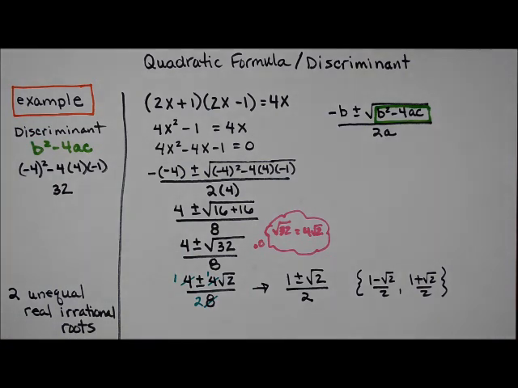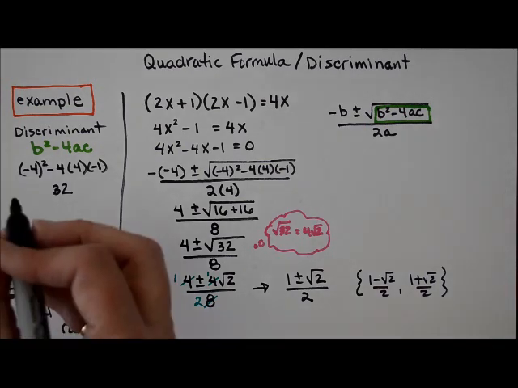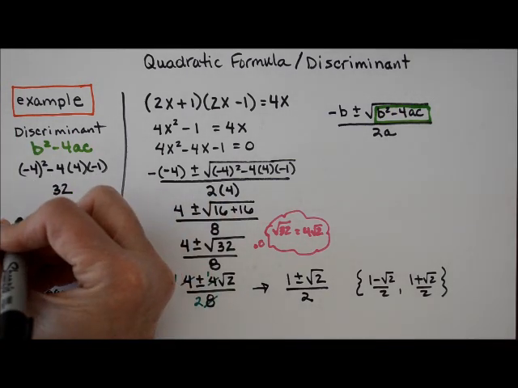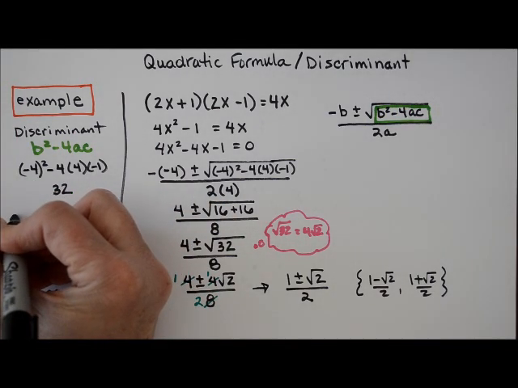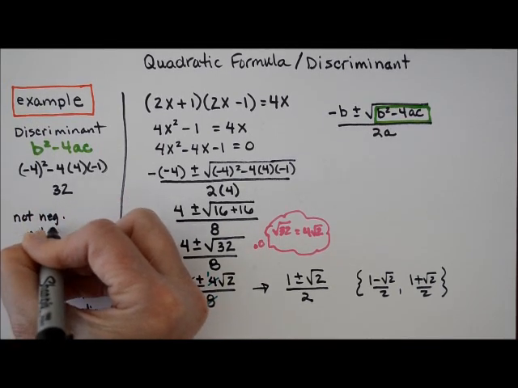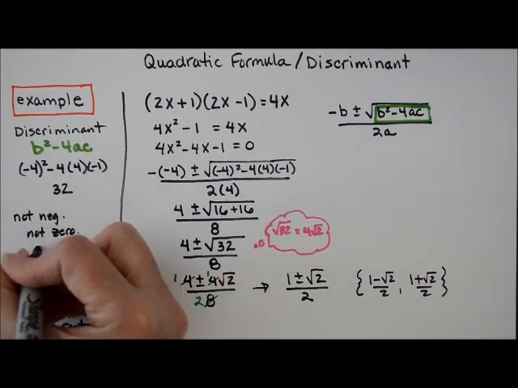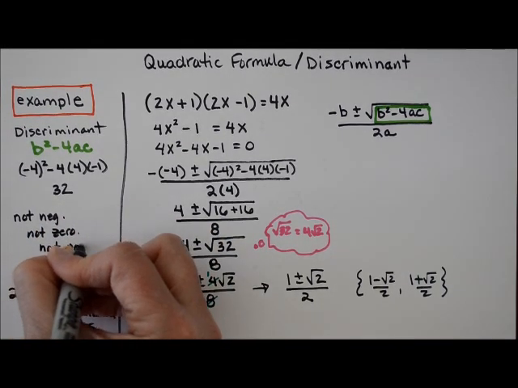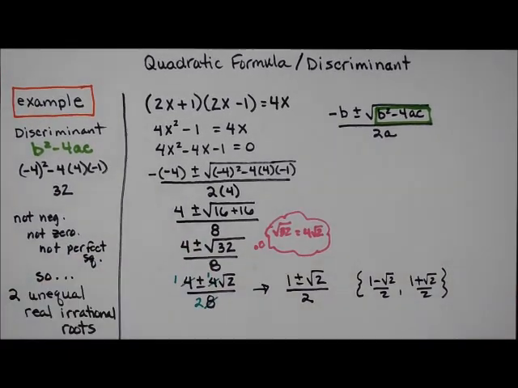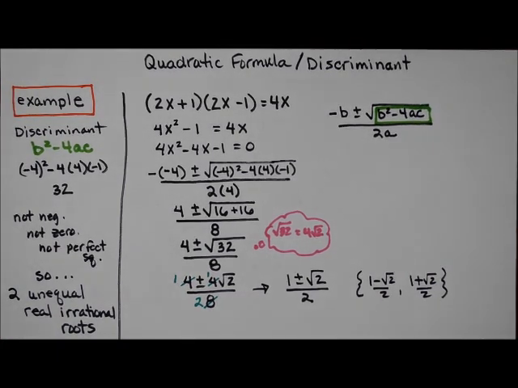It's not a perfect square, but it is a positive number, it's not 0, so I know what I'm going to have is irrational roots. Okay, so it's not negative, it's not 0, it's not a perfect square, so I have 2 unequal real irrational roots.